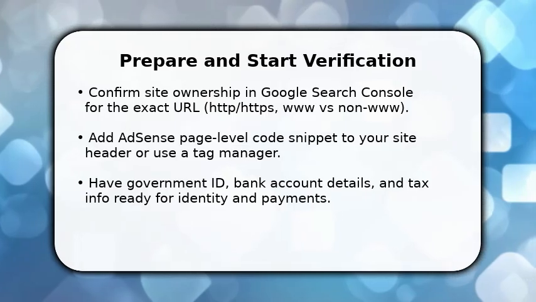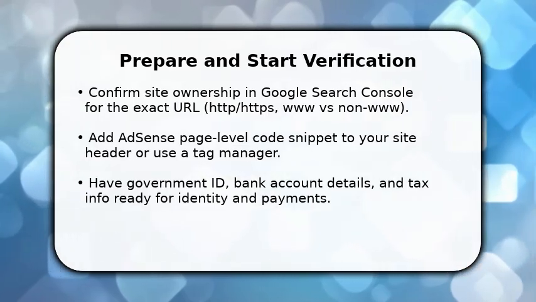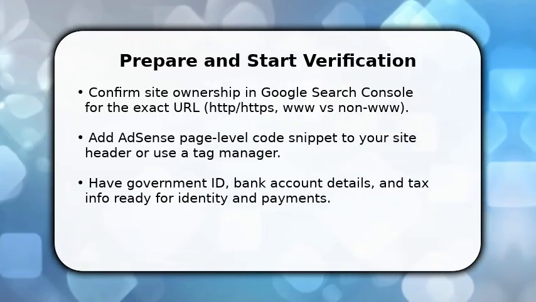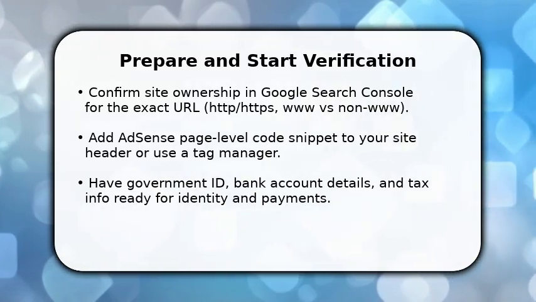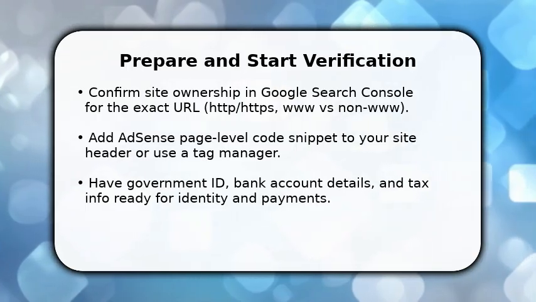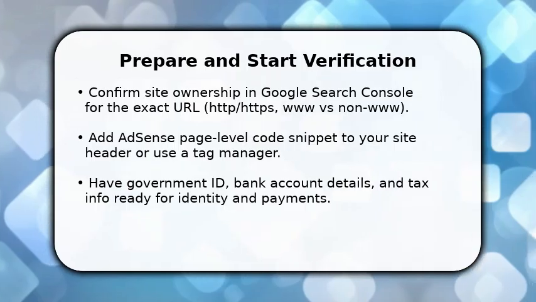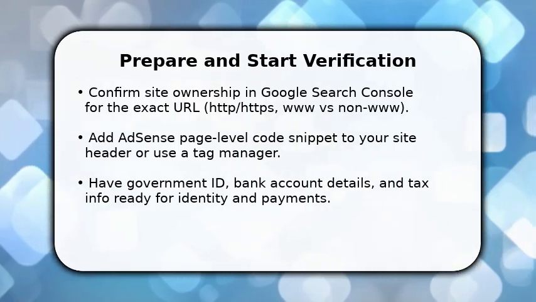Enjoy the video. You begin by proving you control the exact site URL and prepping payment identity. This speeds verification. First, confirm ownership in Google Search Console for the precise domain and variant. Once done, paste the AdSense page-level code into your site header or deploy it with your tag manager, then publish.